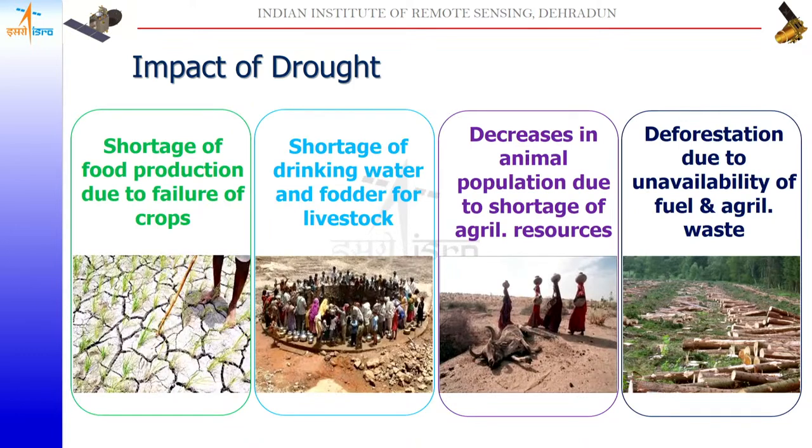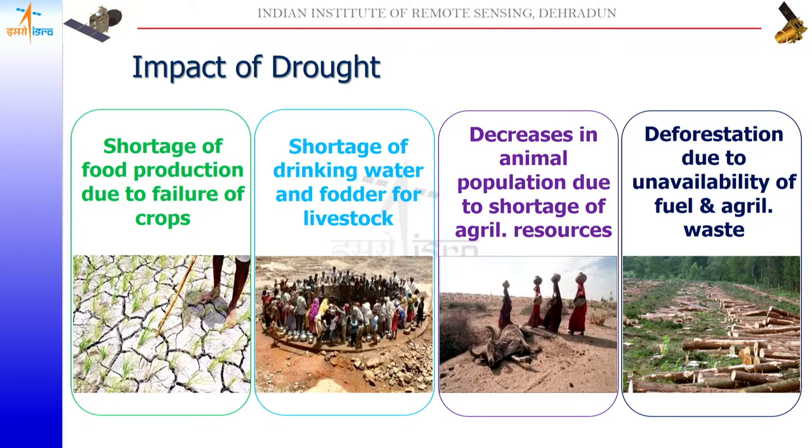Then the impact of drought. There are a number of impacts, but a few I have already listed here. The very first is the shortage of food production due to the failure of crops because of the unavailability of water or rainfall in the particular area. Then shortage of drinking water and fodder for livestock, which may ultimately impact the animal population, as well as rearing in that particular area.